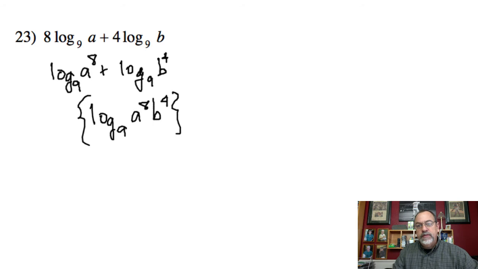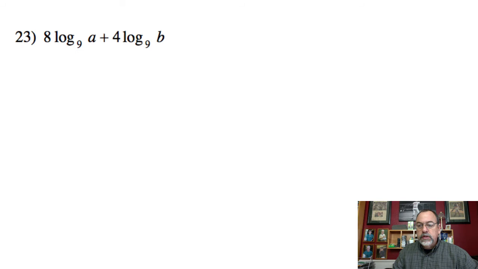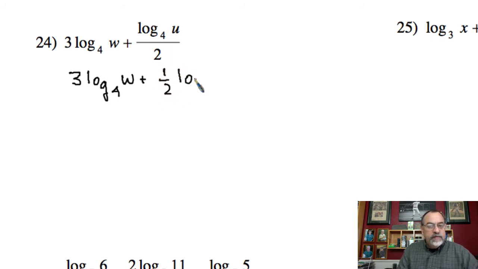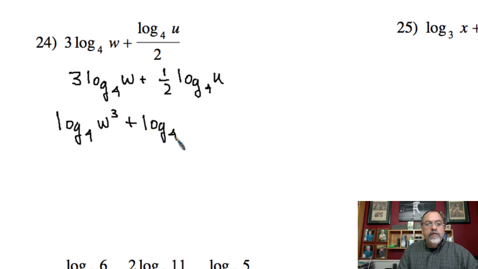Okay, let's do some more examples. I'll try to find some more difficult ones here. Okay, number 24 here. Again, we have this fraction, so we want to take care of that. So this is log base 4 of w plus, and we want to take that fraction and put it out in front as a fractional power. So now we have powers to powers. So this is log base 4 of w cubed plus log base 4 of u to the 1/2.